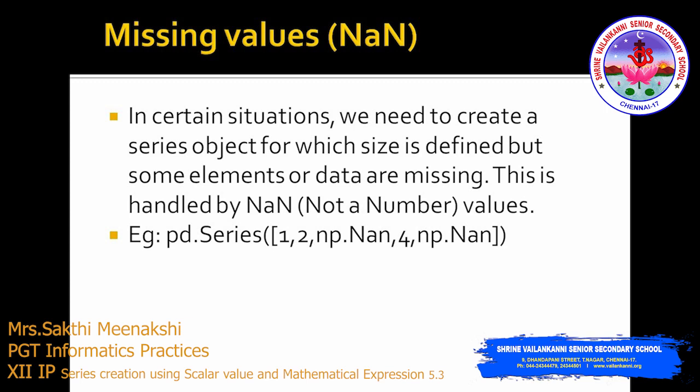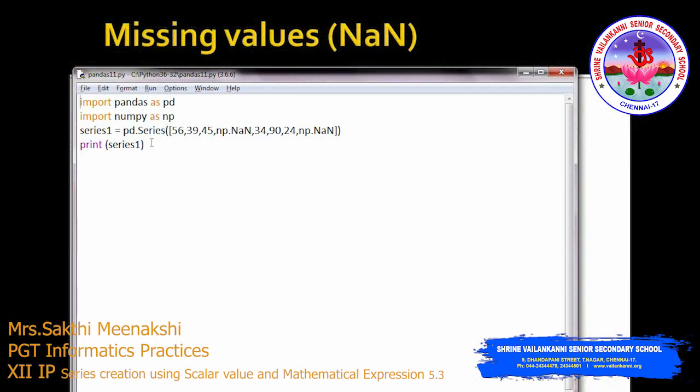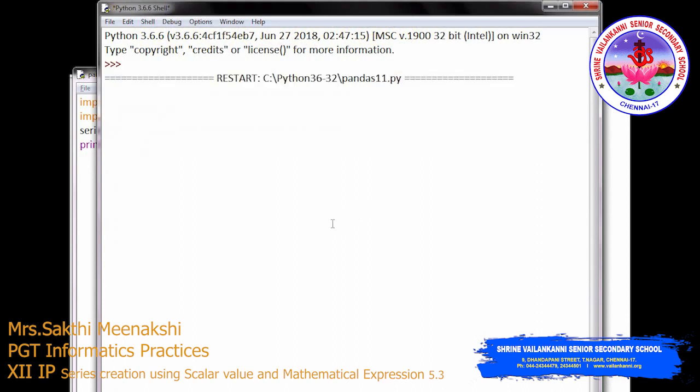NaN means not a number. It's the same as a null value in MySQL. NaN is a NumPy constant, so we can use it with np.nan. This program demonstrates that. We have two modules and pd.Series. We have some values, but a few values we are not sure about, so I am using np.nan. Here also np.nan. If you run this program, instead of this number it will be printed as NaN. Later on we can find these values and replace them.